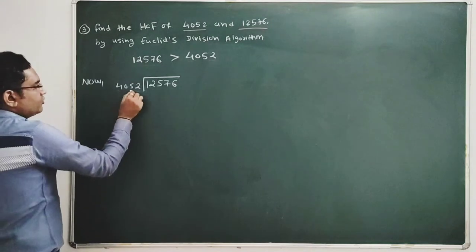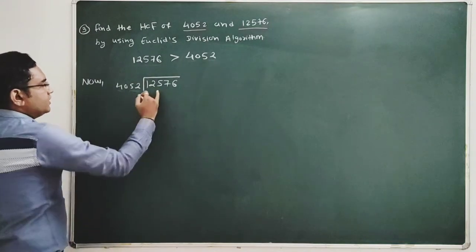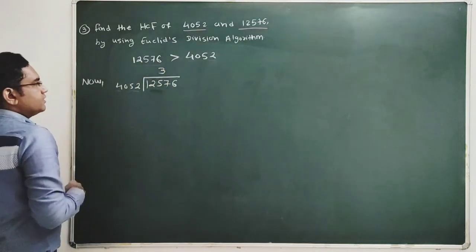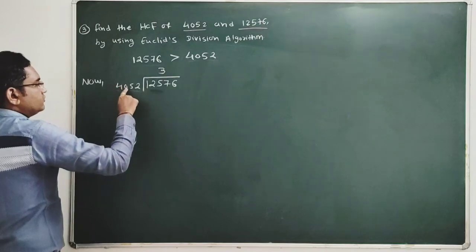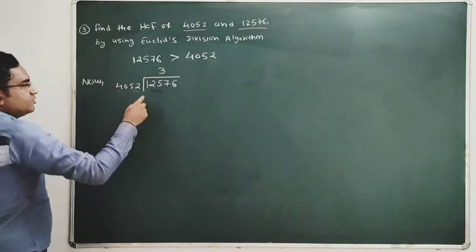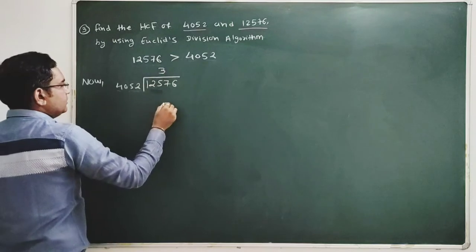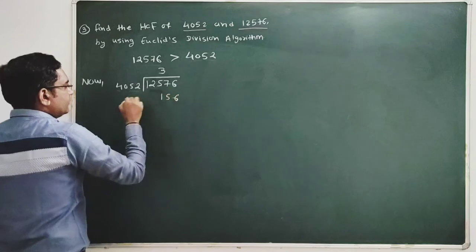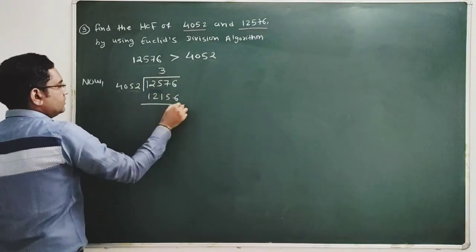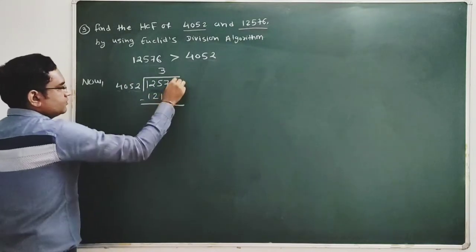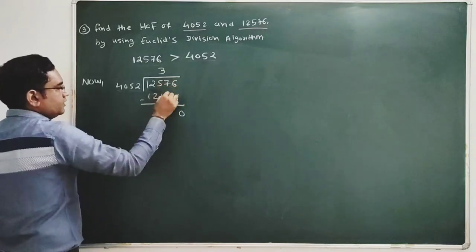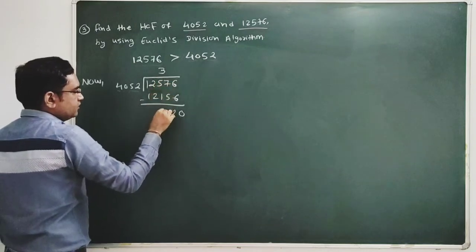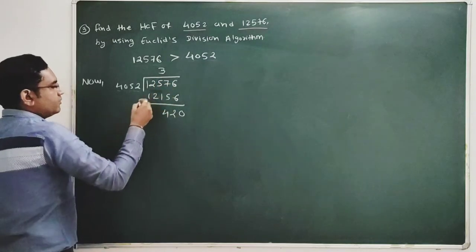Now this is approximately 4000, this is approximately 12,000, so it can be divided with 3, right, we will divide by 3. So 4052 multiplied by 3, what will it be? 3 2s are 6, 3 5s are 15, 3 4s are 12. Done. Now perform subtraction. So 6 minus 6 is 0, 7 minus 5 is 2, 4 minus 1 is... 5 minus 1 is 4, and 12 minus 12 is 0.